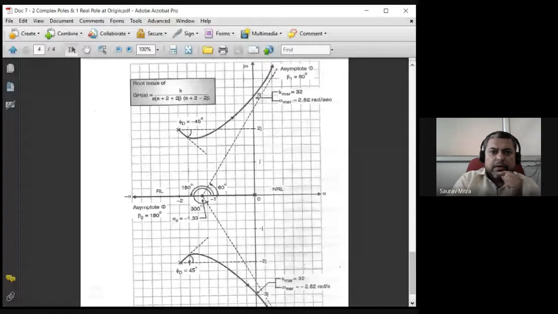Is it visible? Can anybody confirm? Yes, still visible? Okay, there was a power cut temporarily, so that's what I'm asking.